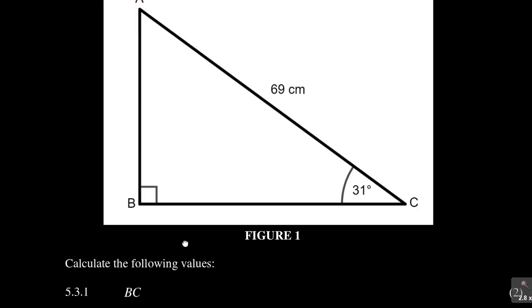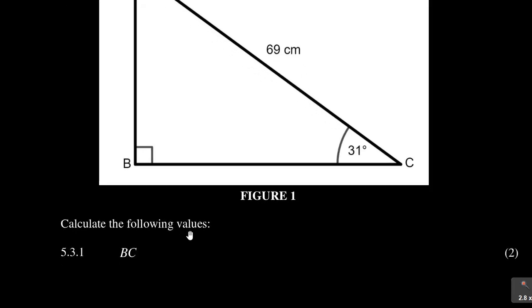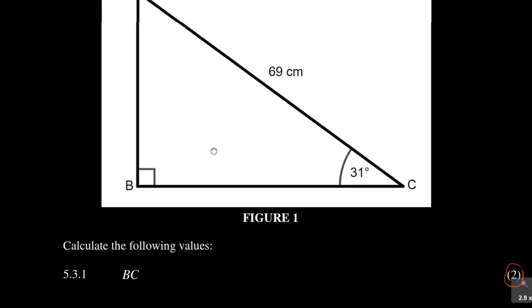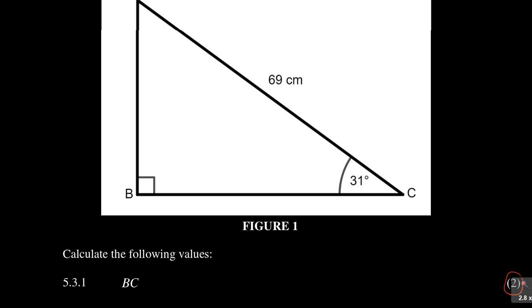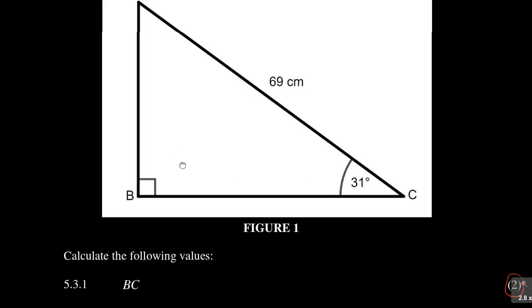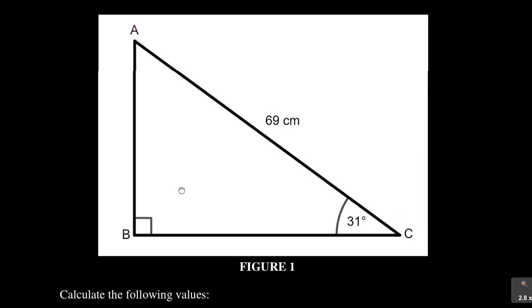Now with that, it says calculate the values of the following. They want you to find BC. So this is 2 marks and you need to find BC. You can see BC is the distance from here to here. So now how do I find my BC with this information given? I have to use my SOHCAHTOA.